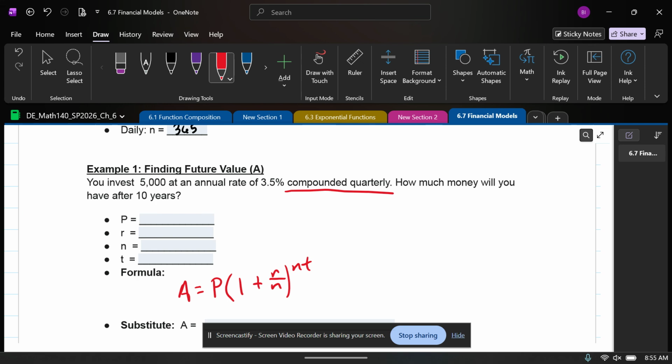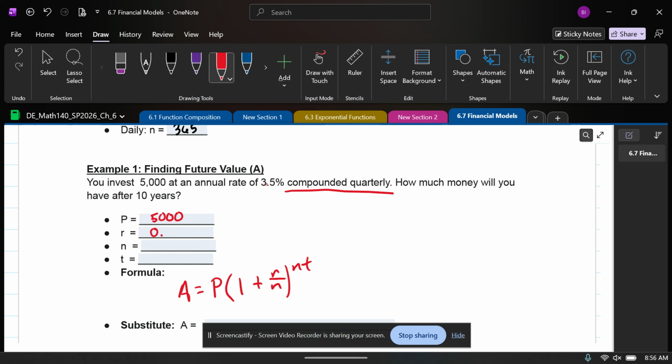So it says, how much money will you have if you leave that $5,000 in there for 10 years and you don't add anything to it and you don't take anything out of it? So you're just taking your $5,000 and you're putting it in this account that's drawing 3.5% quarterly. What are you going to have at the end of 10 years? Okay, so our principal investment in this case would be how much? 5,000.